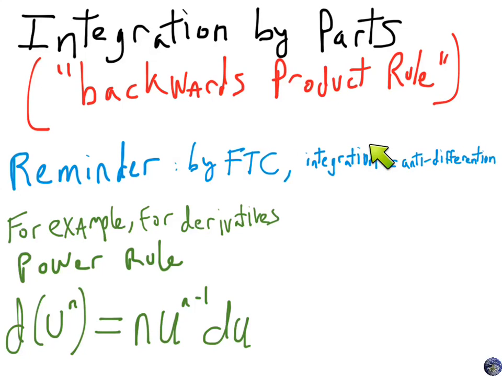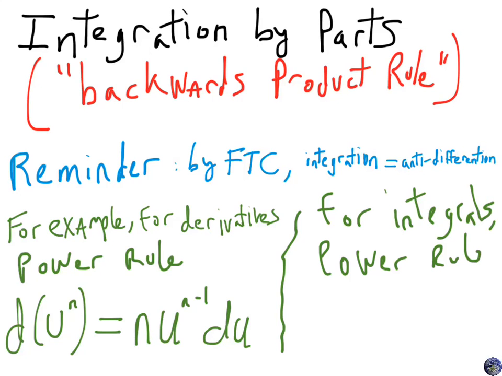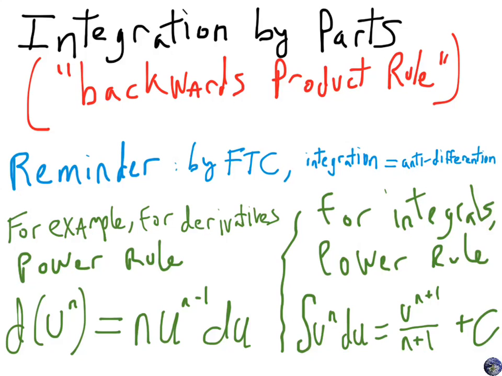But because of FTC, we can turn this from a derivative rule into an integral rule by essentially just doing this backwards. So for integrals, for the power rule, if we're trying to integrate a formula to a power, rather than multiplying by the old exponent and then reducing it by 1, and then tacking on the derivative, what we have to do is start with the derivative on the outside, and then add 1 to the exponent, and then divide by that new exponent, and then of course add on the constant of integration.